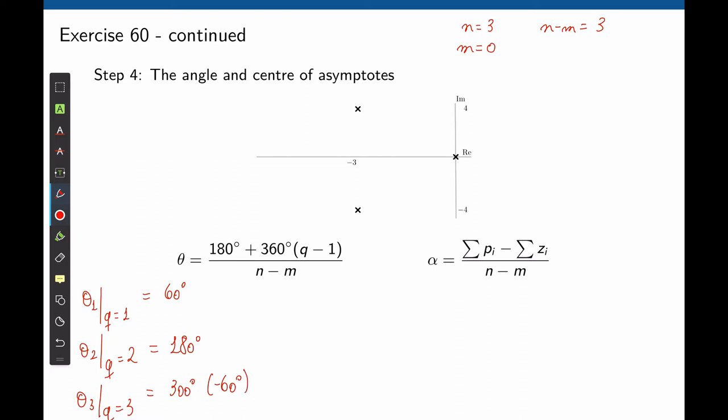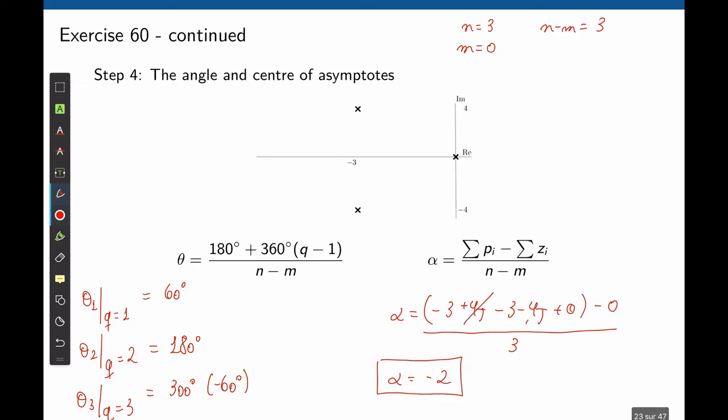We can also locate the centroid of those asymptotes. That is given by the sum of poles minus the sum of zeros divided by n minus m. And we call that alpha. Sum of poles. Here we have negative 3 plus 4j, negative 3 minus 4j, and plus 0. Minus 0, the sum of zeros, divided by 3. Alpha is negative 2. Now notice that when you have complex conjugate poles, the imaginary parts will always cancel out. So you can simply consider the real part of the complex poles. The centroid of the asymptotes is at negative 2.